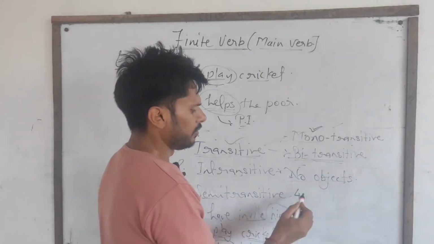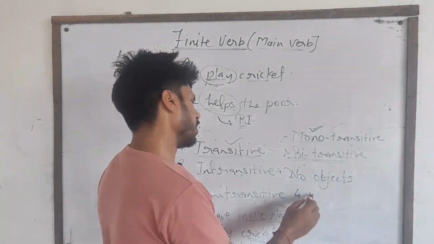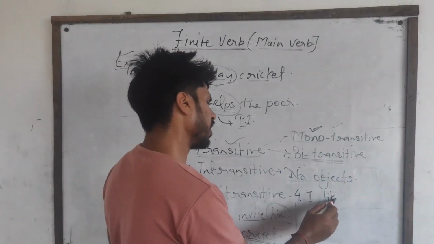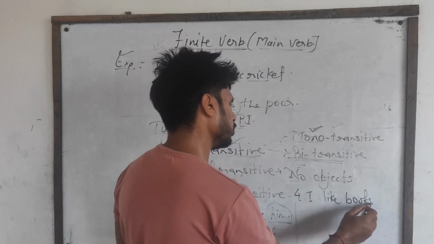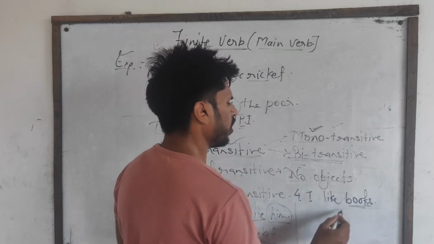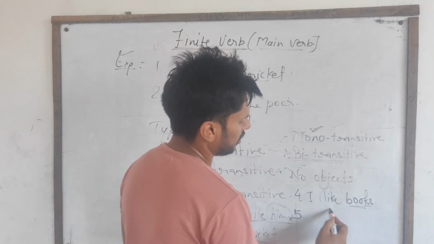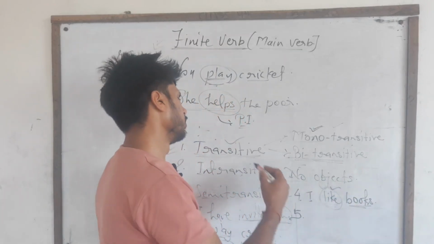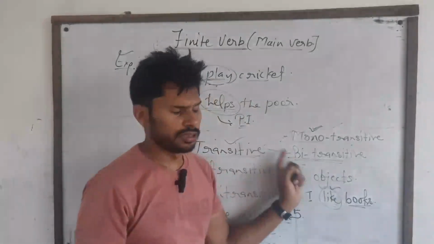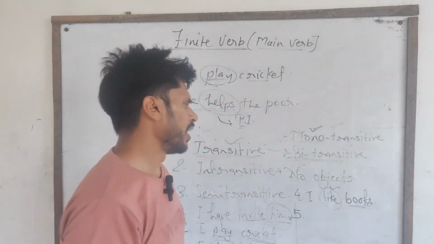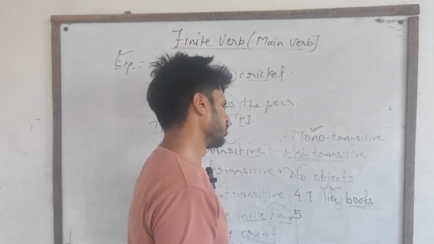Let's see some examples. The first, monotransitive. I like books. In this sentence a single object is used: books. So like is the transitive verb. But if I ask you whether it is monotransitive or bitransitive, then we call it monotransitive because there is a single object, books.